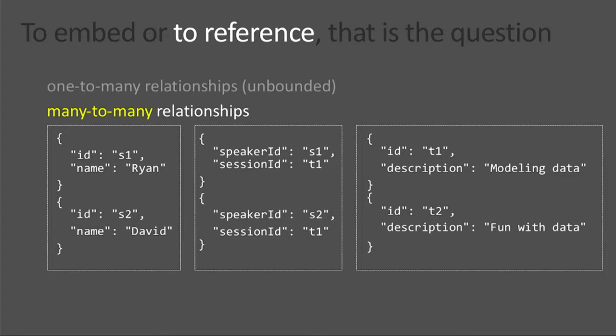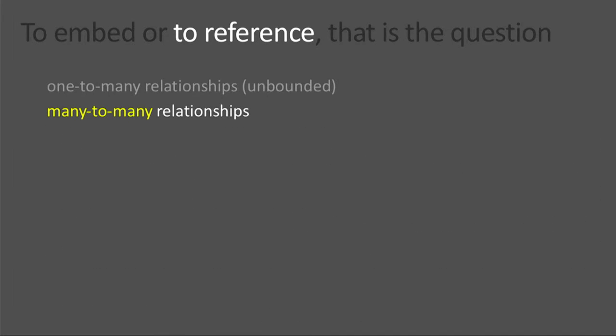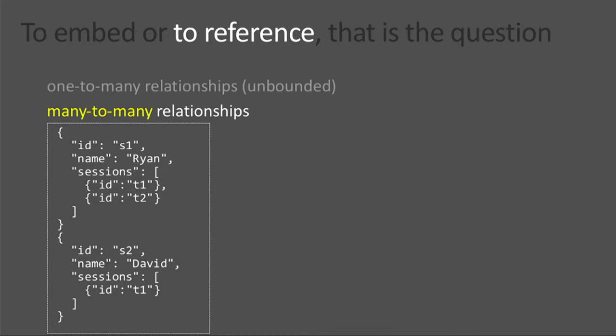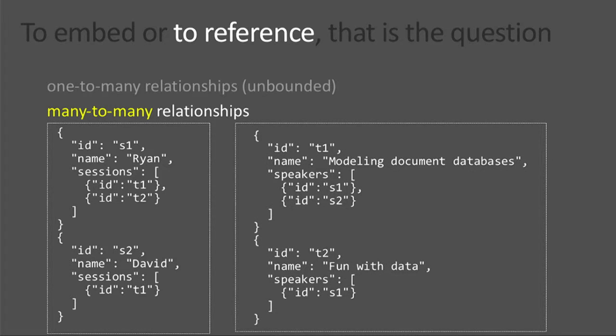Maybe that's not exactly how you'd typically model it in a document database. Maybe it looks familiar. That's because that's typically how you would join data in a relational table. So let's take a look at a slightly different way of doing this in a document. Here's an example where on the left side we have a speaker with embedded session IDs, and on the right side we're showing a session with embedded speaker IDs.